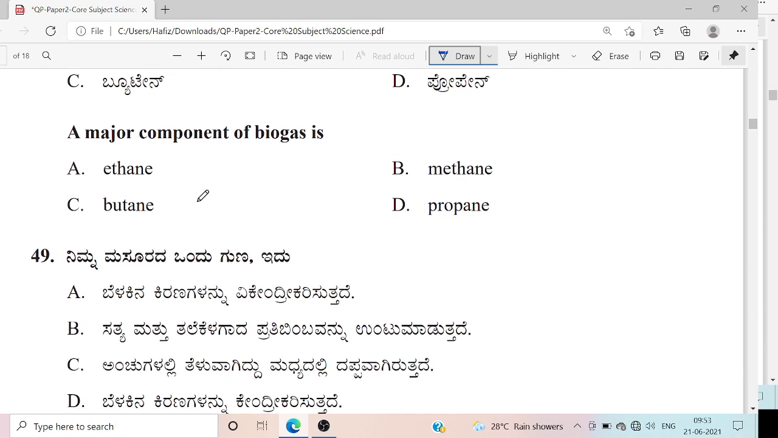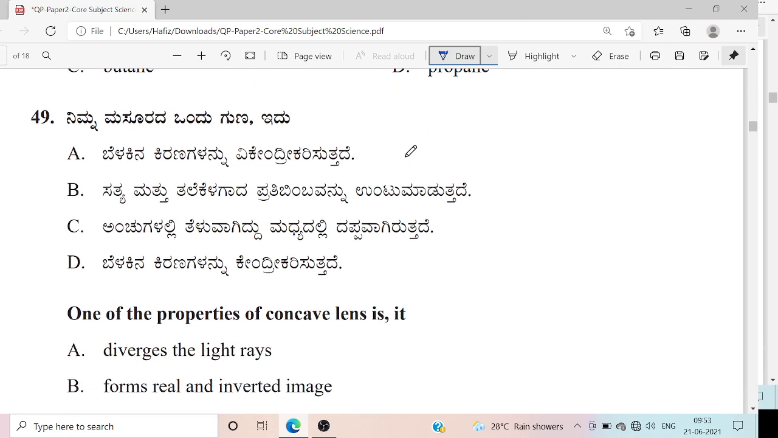Then the next question, very simple one. The major component of biogas is methane. More than 75% of the biogas is methane. So it's the chief constituent of it.